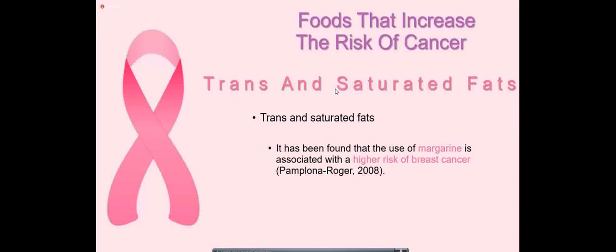The next one we will talk about, as Dr. Johannes has already spoken about, is trans and saturated fat. And the commonest example we have is margarine. Now, it has been shown by research that women who consume margarine have a higher risk of developing breast cancer.